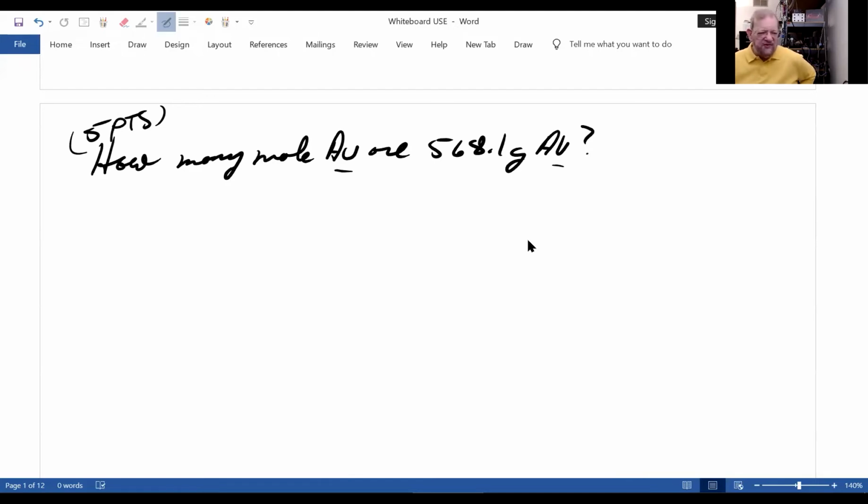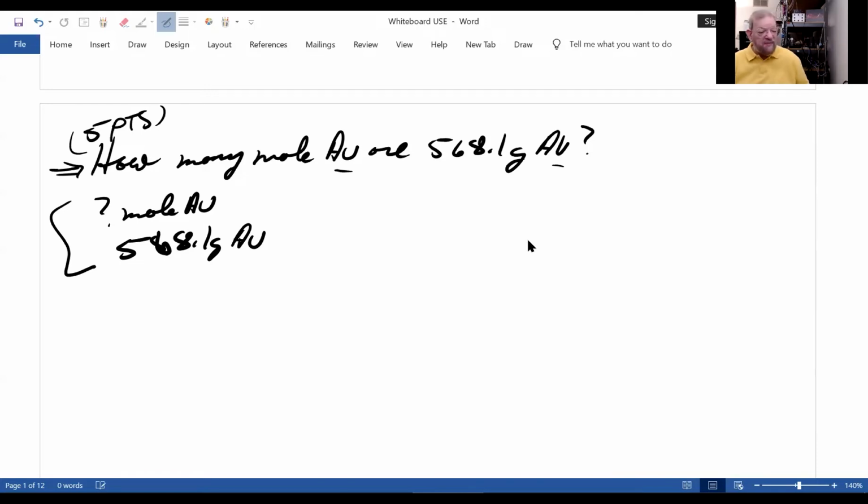So the question is, how many moles of gold are 568.1 grams of gold? So what are we trying to find? Moles of gold. What are we given? This number. And now once we've done this, you never have to look at the word problem again. Yes, these are word problems. Relax, take a deep breath.